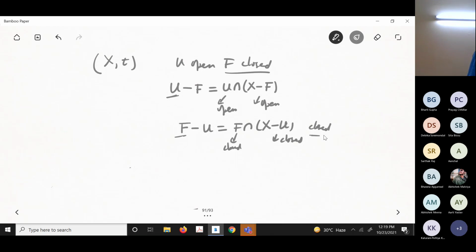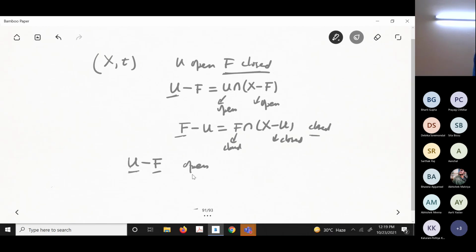Then U minus F, so it follows that every finite set in a metric space is closed. Particularly if you take a finite set, every finite set is closed, so this is open if U is open. That means in any open set in a metric space, if you chop off finitely many points, still it will remain open.